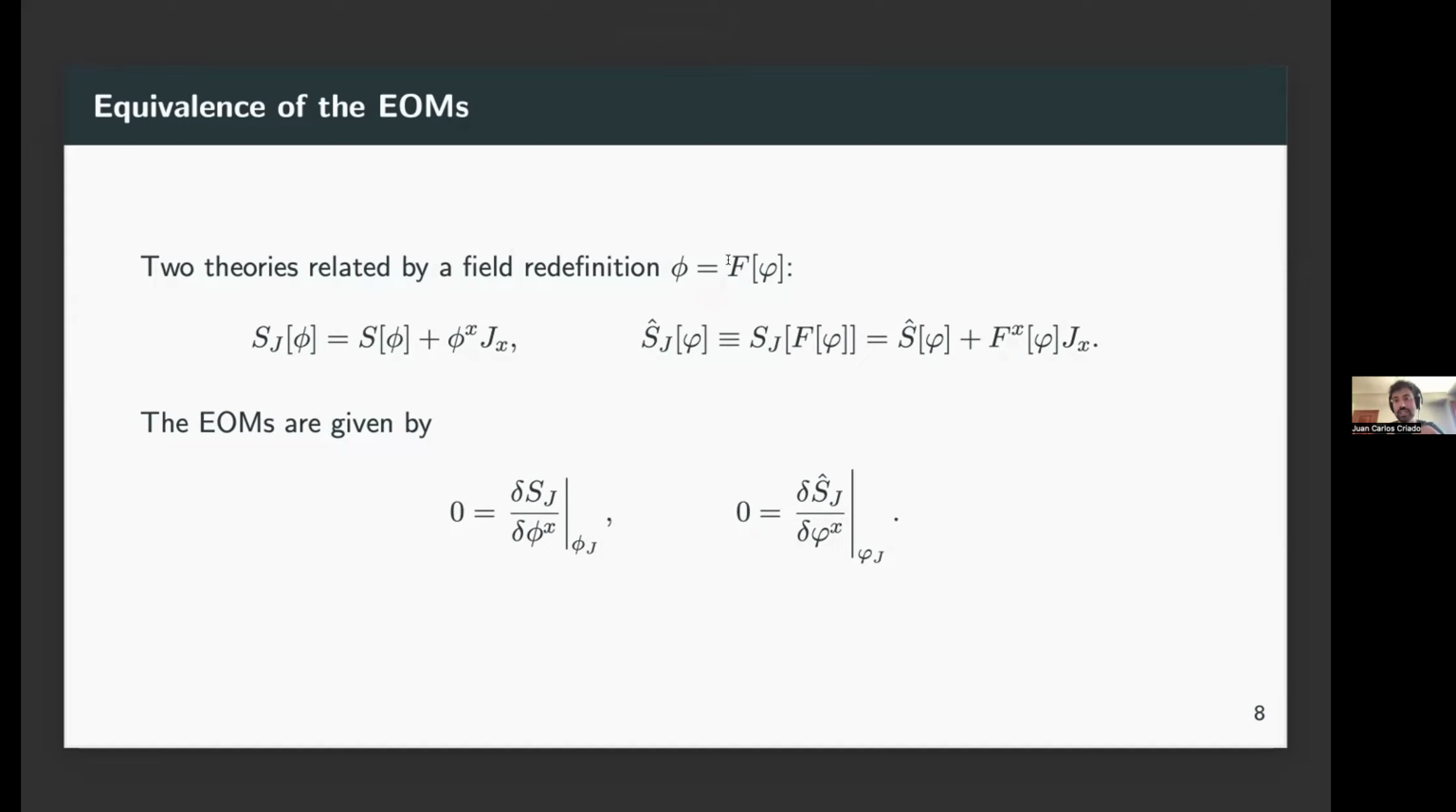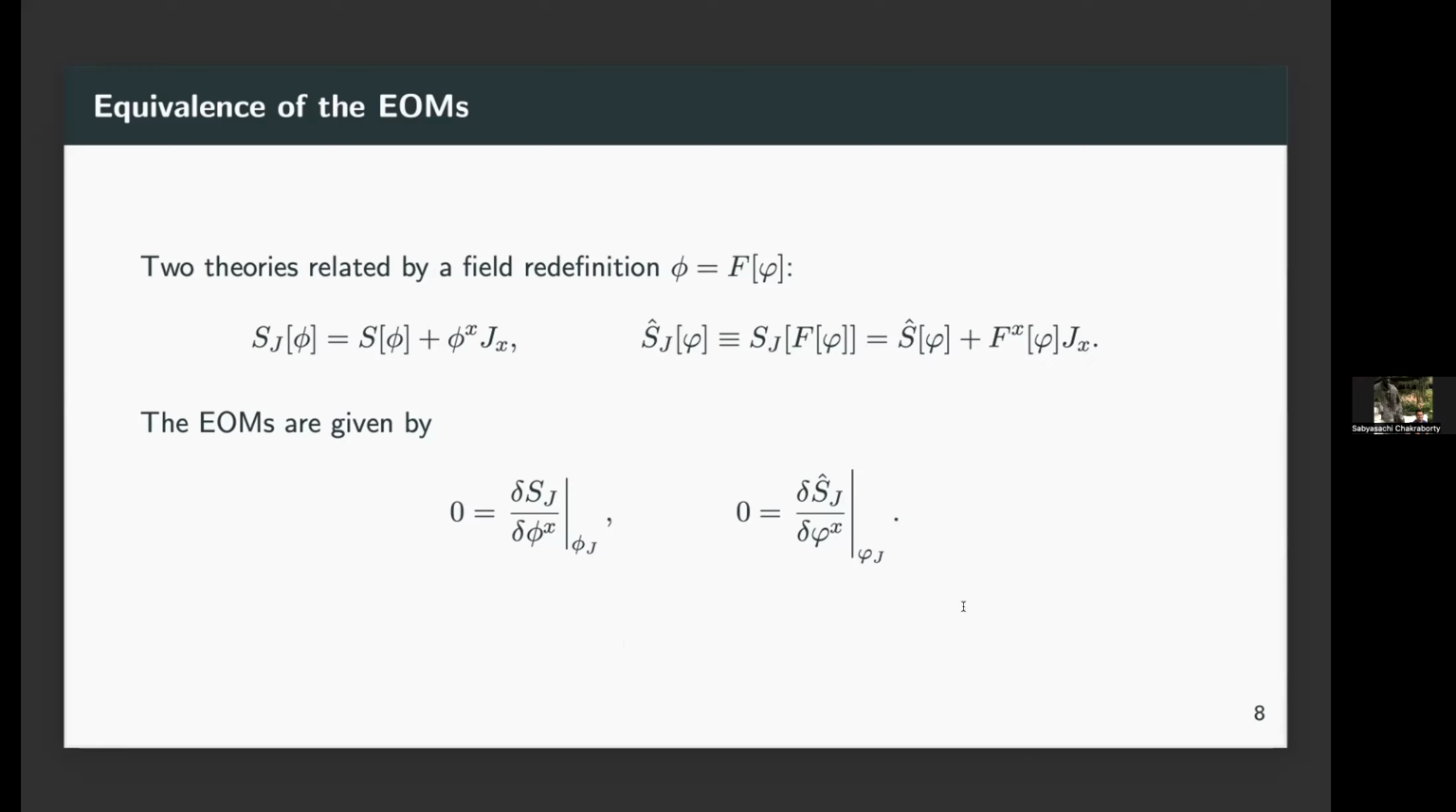So let me show first that physics is indeed invariant under this kind of redefinition. So I've written here a generic action with a source term, and that will be useful later on. And then the redefined action with the redefined source term. So you just take the original one and you plug in f of phi. And the classical physics, right.